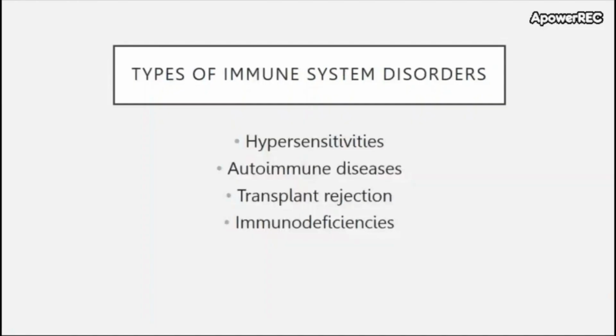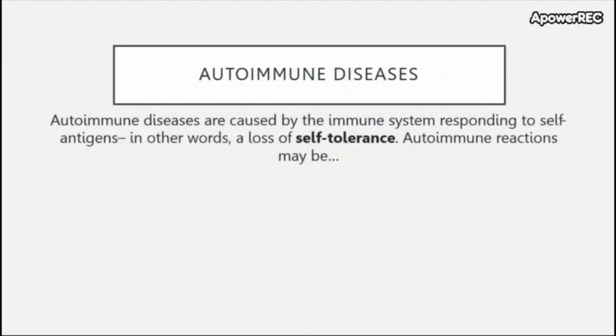So moving right along, that covers everything you need to know about hypersensitivities. Let's cover autoimmune diseases. So auto means self, so autoimmune diseases are immune diseases where the immune system recognizes self-antigens as being foreign. So that means a loss of self-tolerance.